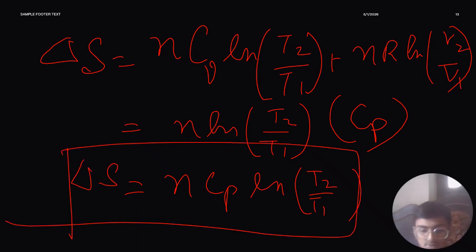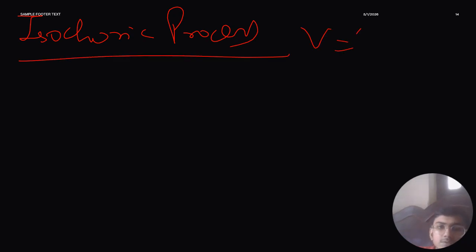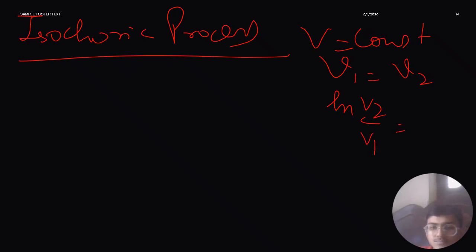Now the isochoric process. Volume is constant, so V1 will be equal to V2. So ln V2 by V1 will be what? It will be ln 1, and since ln 1 is 0, so delta S of the system will be what?